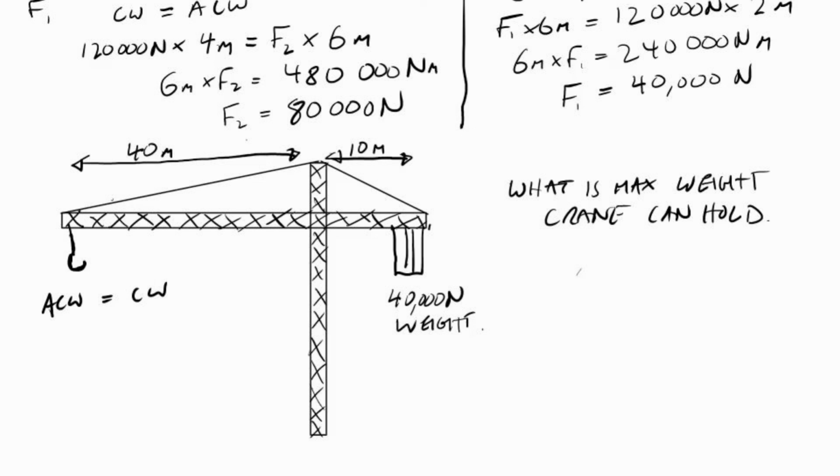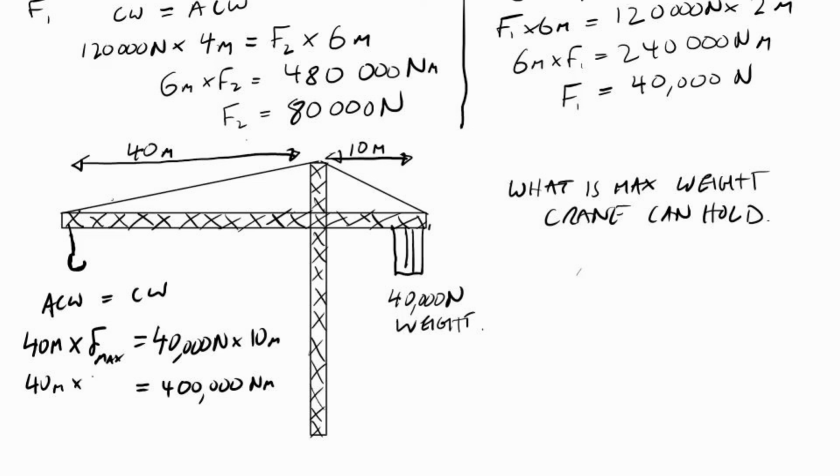So our anti-clockwise moment has to equal our clockwise moment. We've got our force times distance on both sides. So our anti-clockwise moment will be 40 metres times max force. And that will have to be equal to 40,000 newtons, force times distance, times 10 metres, which is 400,000 Newton metres. That's 40 metres times our maximum force.